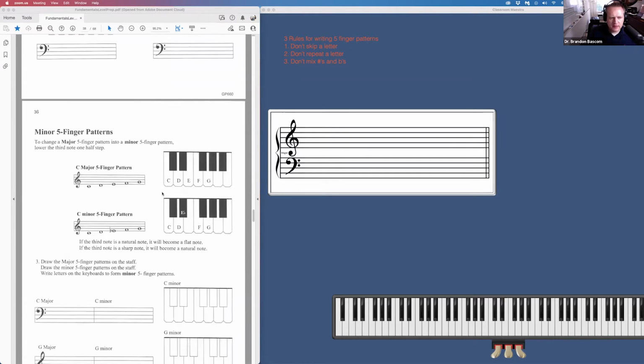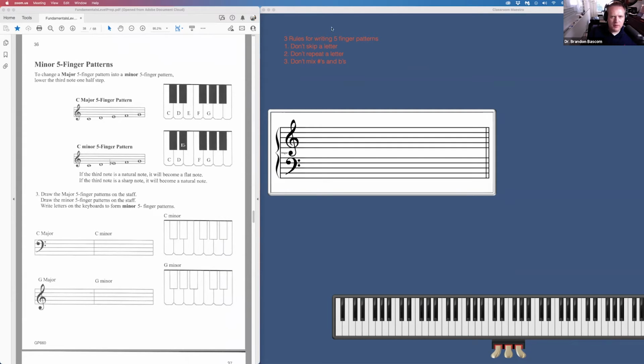Page 36. We're going to do minor. Here's my minor formula. Minor formula is first note, whole step, half step, whole step, whole step. So minor is just the major formula, but backwards. First note, whole step for major, whole step for major, half step for major, and then whole step for major. Minor is just that whole thing backwards.